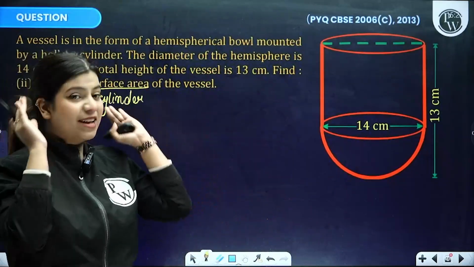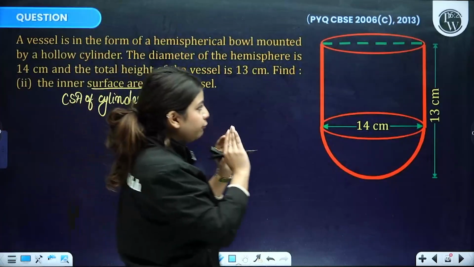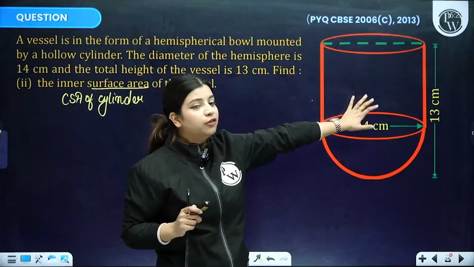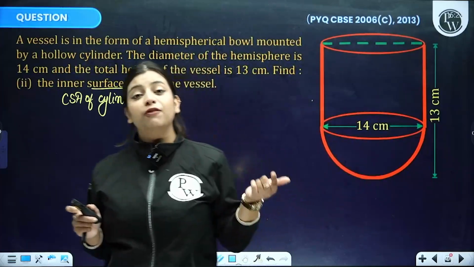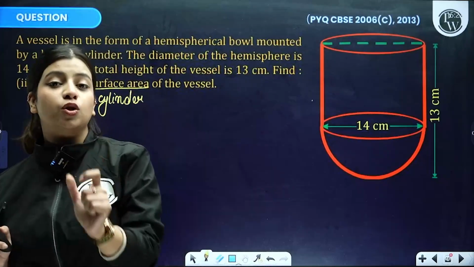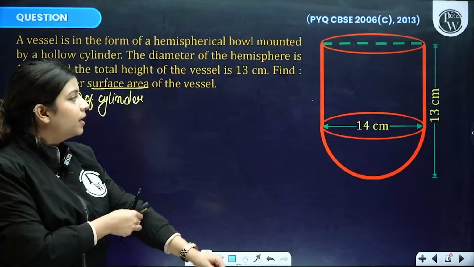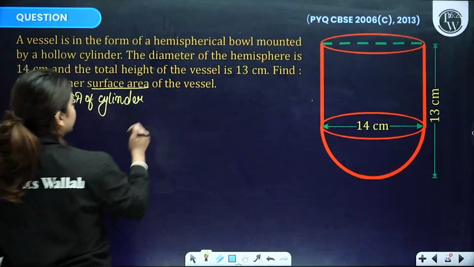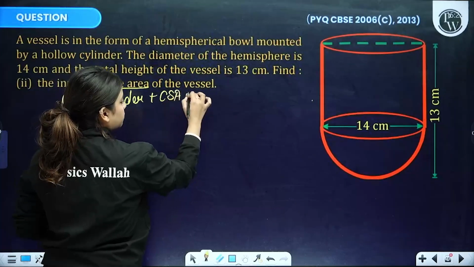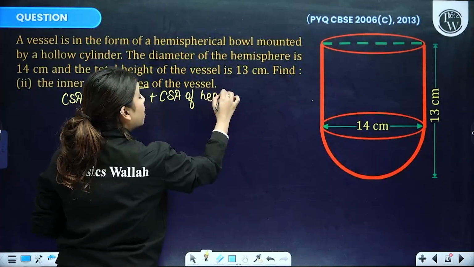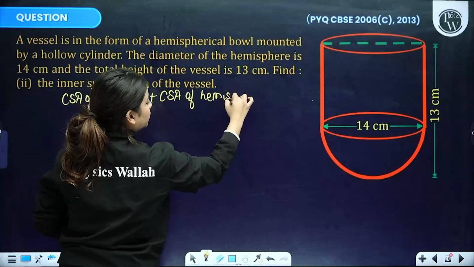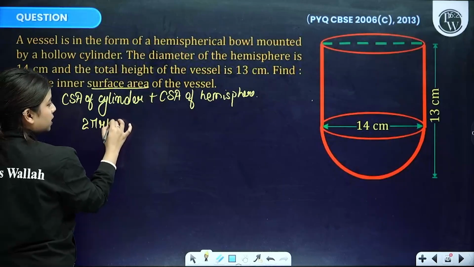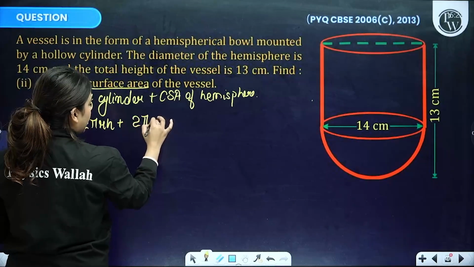We just have to keep the vessel in mind. We just have to keep in mind that if we take out the surface area of this vessel, what all will be included. We have to calculate the total surface area of the vessel, but that does not mean we have to calculate the total surface area of each and every solid that is there in the shape, right? So basically over here, to get the total surface area of this particular vessel, we have to add CSA of cylinder plus CSA of hemisphere. And both of them added together will form the total surface area of this particular vessel. CSA of cylinder is 2 pi r h, CSA of hemisphere is 2 pi r square.